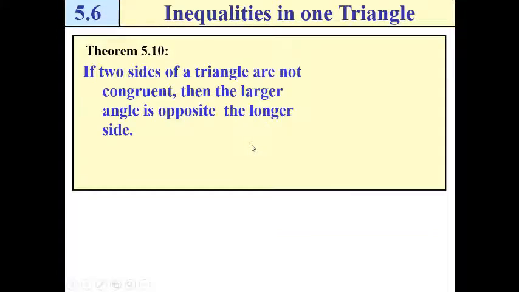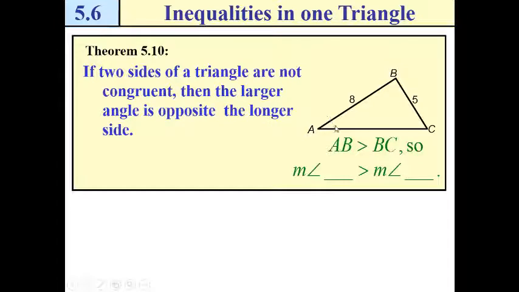Let's explain our theorem 5.10. If we have a triangle like triangle ABC, and two sides of the triangle, like side AB and side BC, are not congruent, then the larger angle is opposite to the longer side. That means the measure of angle C, because it is opposite to side AB, the longer side, is more than the measure of angle A, because angle A is opposite to the smallest side. Then the measure of angle C is more than the measure of angle A.